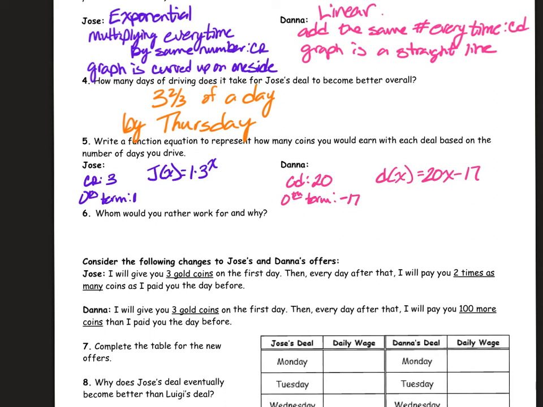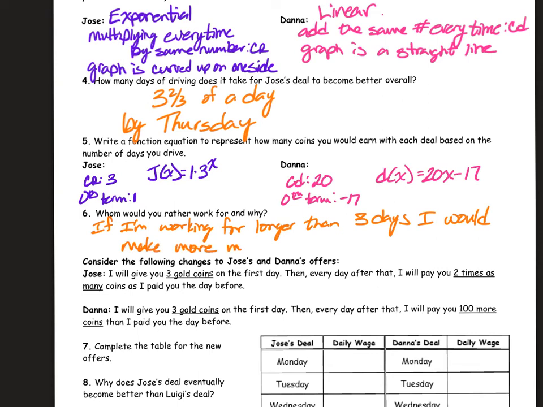Okay, so what I said is if I'm working for longer than 3 days, I would make more money with Jose. But if I'm working for less than 3 days, I'd make more money with Donna. So it just depends on how long I'm working for.